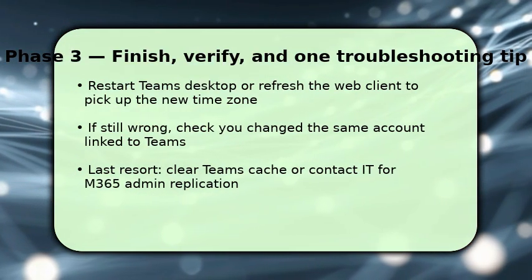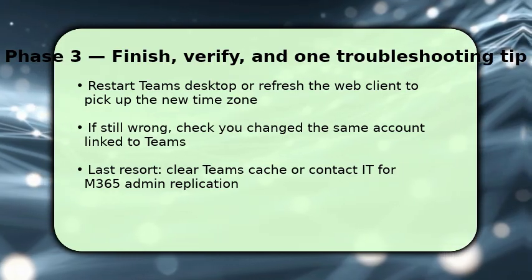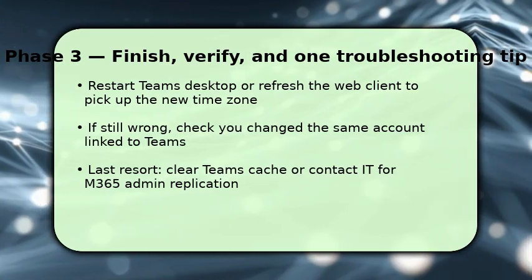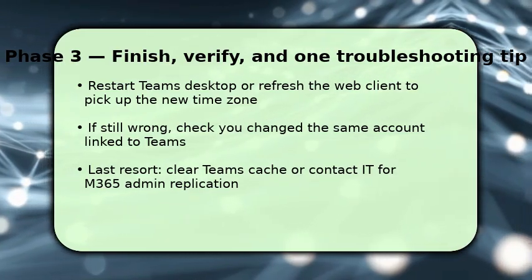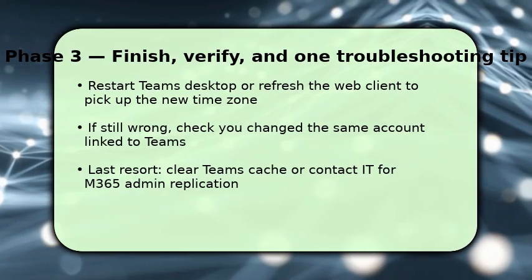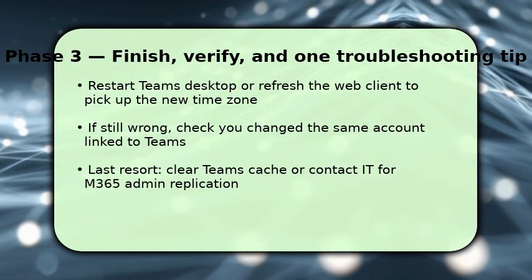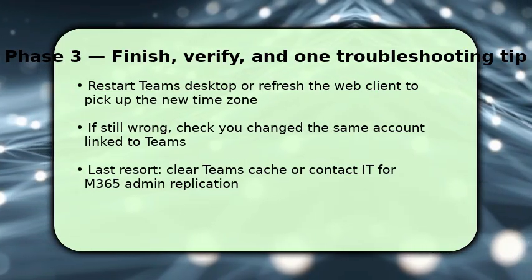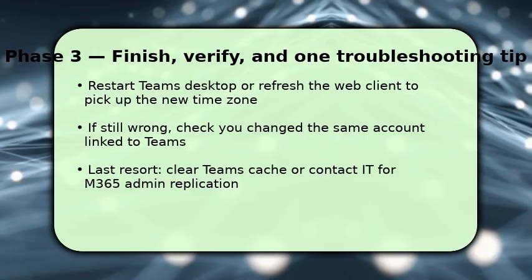If timestamps still look wrong, make sure you change the time zone for the exact account signed into Teams. Multiple accounts often cause mismatches. If the problem persists, clear the Teams cache or sign out everywhere and back in. As a final troubleshooting tip, if replication delays occur, ask your IT admin to check tenant-level settings.